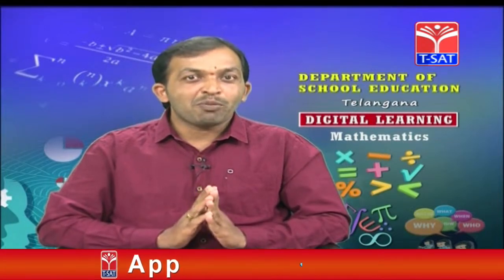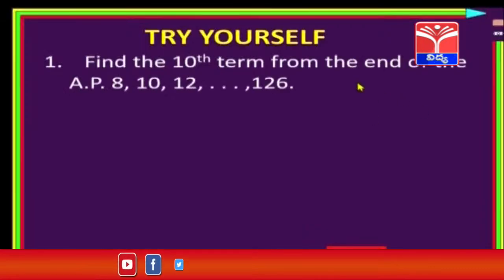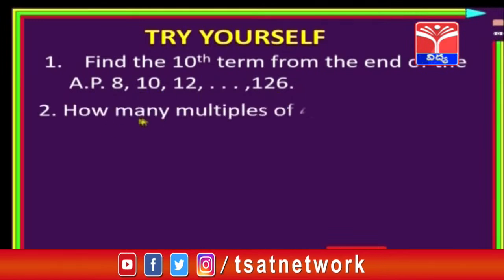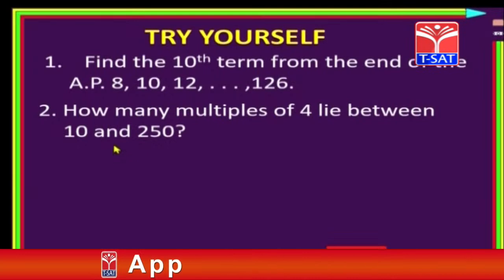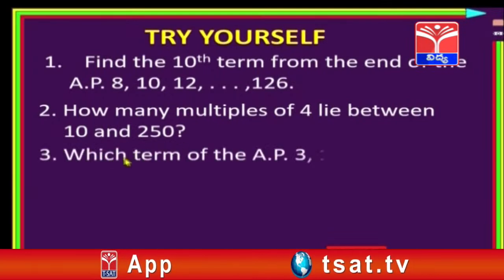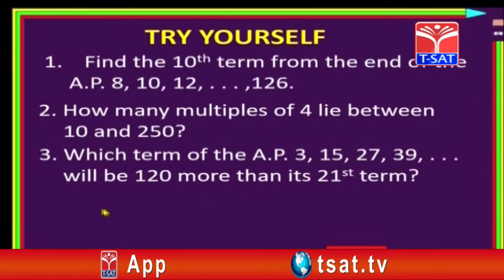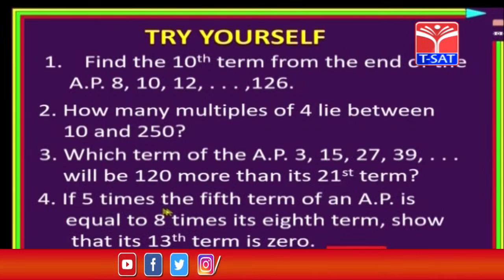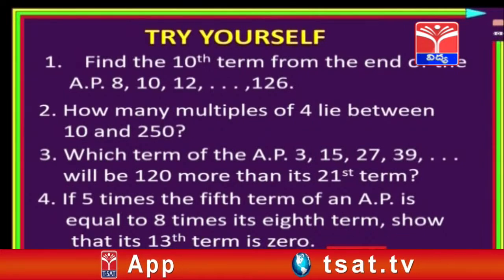Students, now it is time to solve problems related to the nth term of arithmetic progressions. These are the problems for you. First, find the 10th term from the end of the AP 8, 10, 12, and so on up to 126. How many multiples of 4 lie between 10 and 250? Third, which term of the AP will be 120 more than its 21st term? Interesting problem: if 5 times the 5th term of an AP is equal to 8 times its 8th term, show that its 13th term is 0.